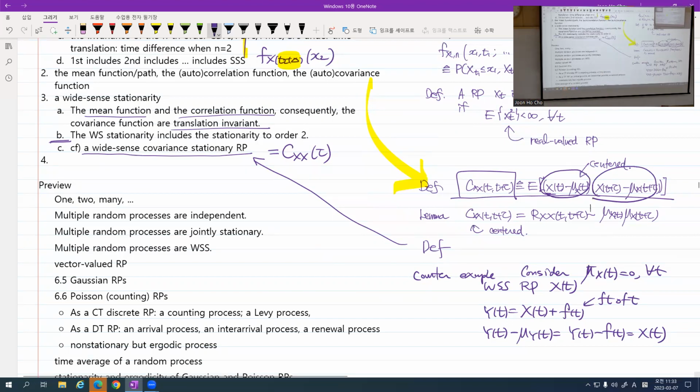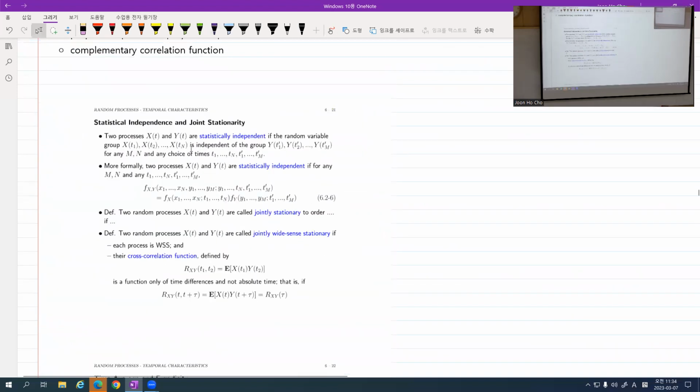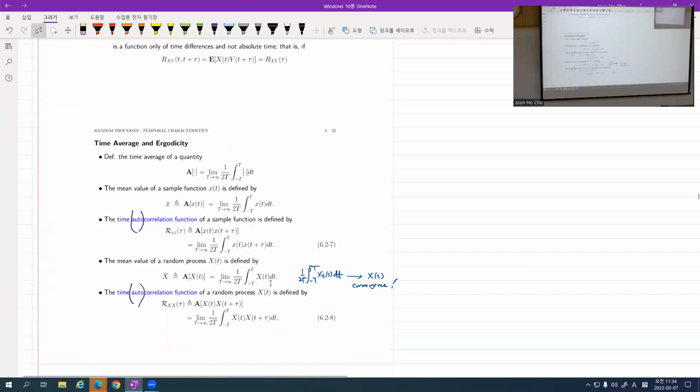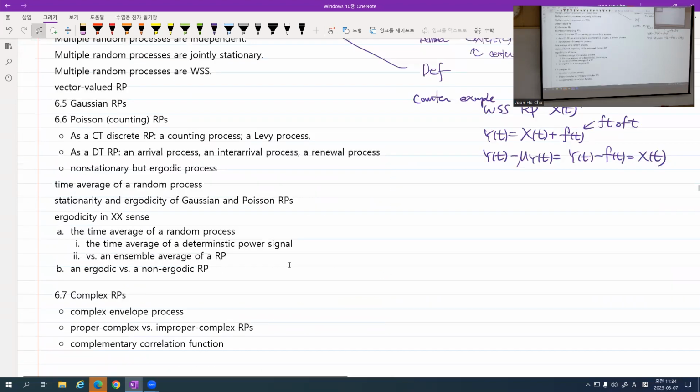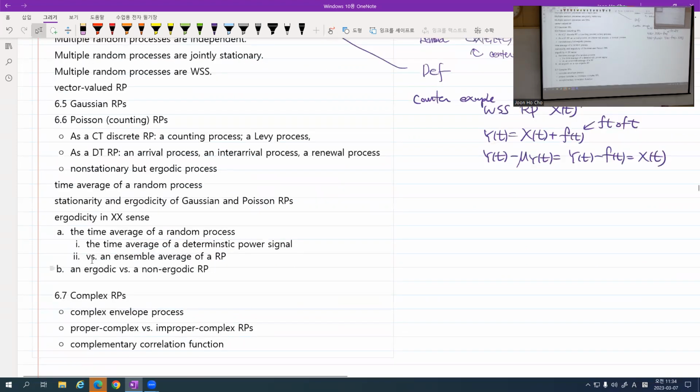Okay, now a preview. We are going back to the lecture note, and we covered this single page, and unfortunately, we do not cover the next page, but jump to section 6.5. But I will augment a lot before we go to Gaussian random process and Poisson random process. I decided to cover these two random processes first, and then go back to ergodicity.